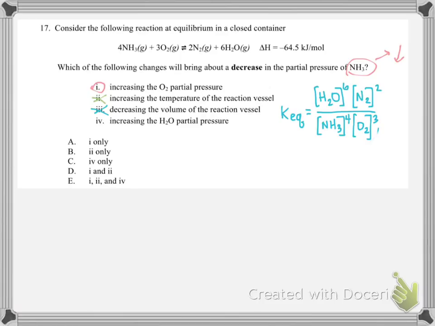Okay. Now, say if we increase the water partial pressure, so we'd be adding in a product. If we add in a product, we're going to shift toward reactants, which would cause an increase in the partial pressure of ammonia. So this would also not end in the decrease of the partial pressure of the ammonia. So the only correct answer here is the first statement, corresponding to option A.